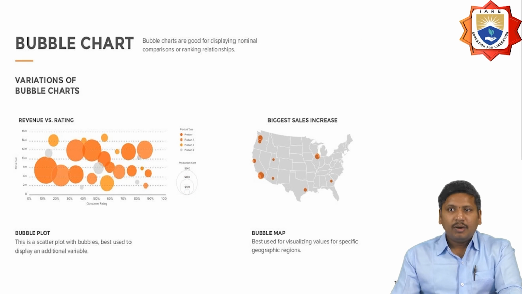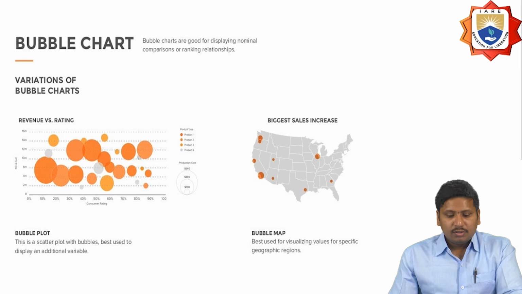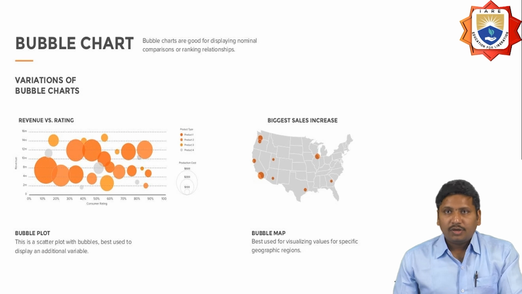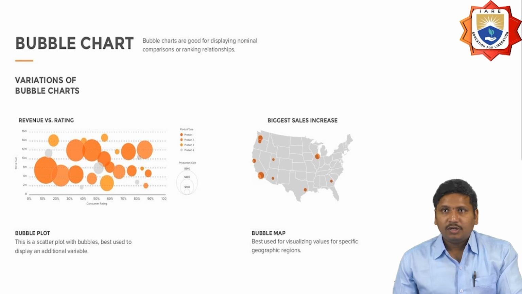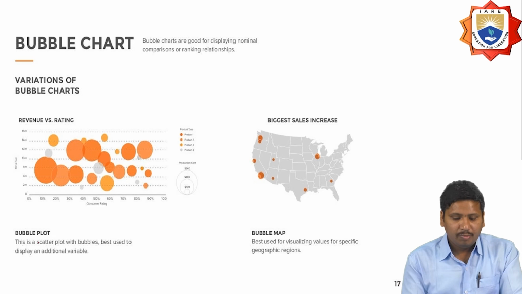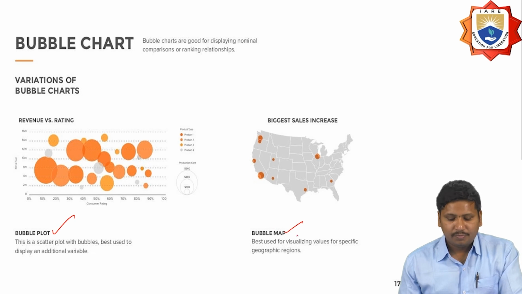And the next one is the bubble chart. The bubble chart is good for displaying nominal comparisons or ranking relationships. Some of the variations of bubble charts are the bubble plot and the bubble map.